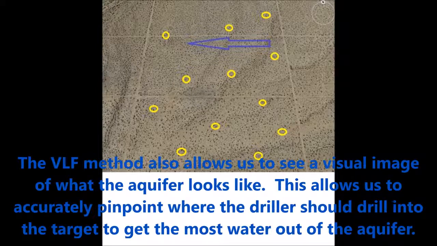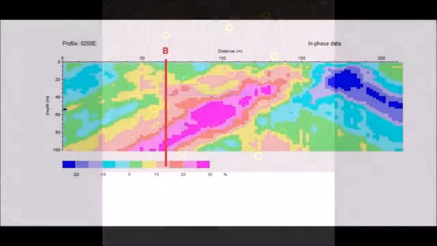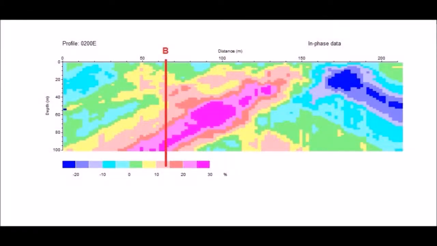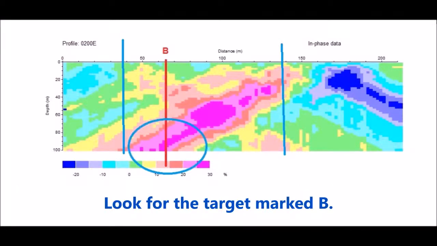The VLF method also allows us to see a visual image of what the aquifer looks like. This allows us to accurately pinpoint where the driller should drill into the target to get the most water out of each aquifer. This scan shows how we were able to pinpoint the deepest part of this aquifer to get the best results. The VLF method is excellent for hard rock surveys.